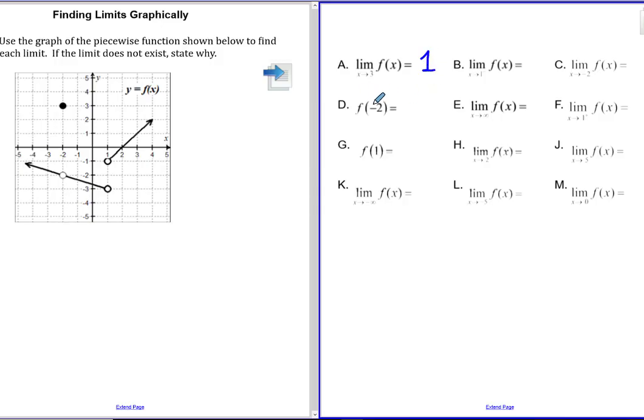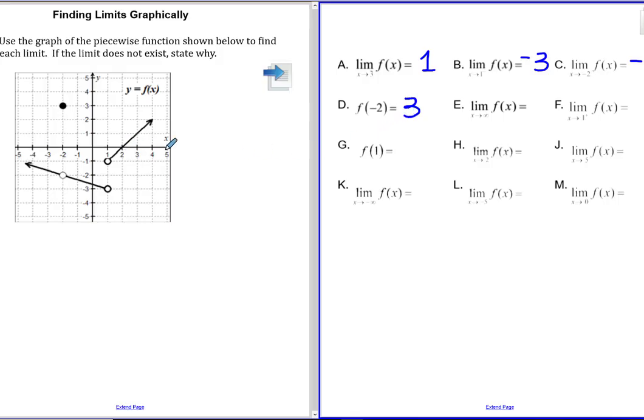As you approach 1 from the left, the limit value is -3. As we approach -2 from the left and the right, the general limit is heading to -2. The function value at -2 is this point up here, so that would be 3.